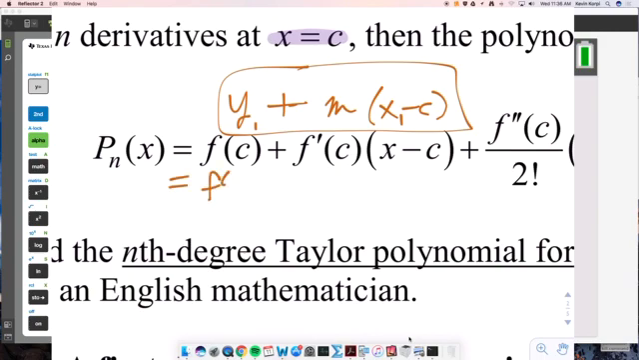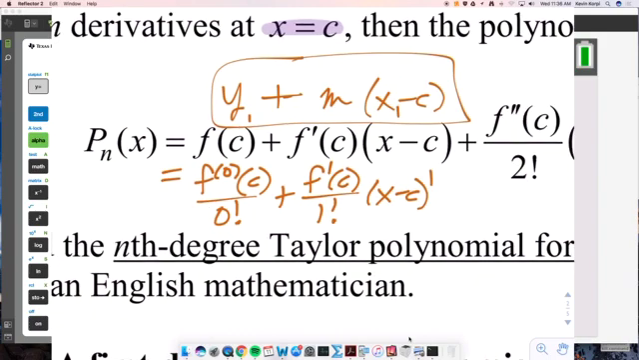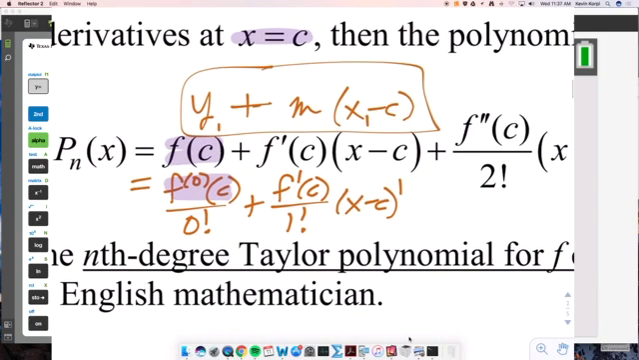This would be the 0th derivative at the center over 0 factorial. Plus, this would be the first derivative at the center over 1 factorial times x minus c to the first. But why do you not see the pattern there? Because what do we call the 0th derivative? It's just a function value, actually. The 0th derivative is also known as the function value. It's like, don't take the derivative. Okay. And then divided by 0 factorial, what's 0 factorial? 1. Okay. So we don't really pick up on the pattern in full force until the second derivative.